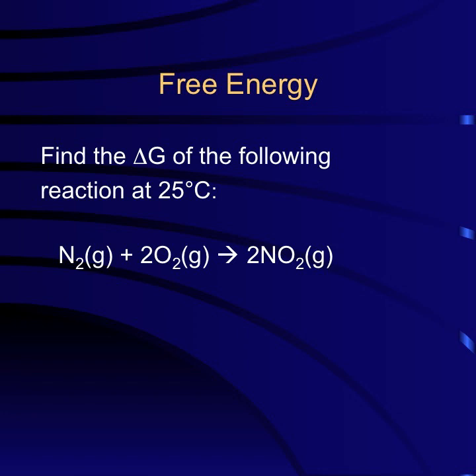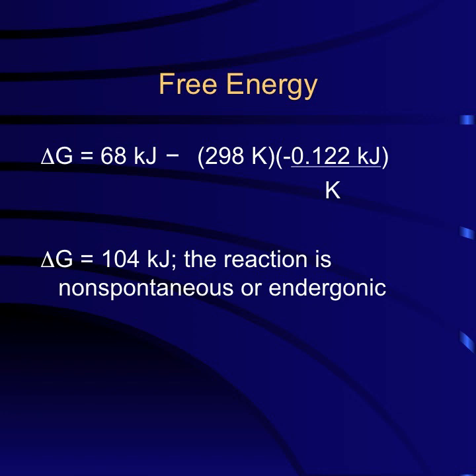You can stop the podcast and then go to the next slide once you come back, and I'll show you your answer. So as you plug in 68 kilojoules, subtract the product of 298 Kelvin and negative 0.122 kilojoules per Kelvin, you'll get 104 kilojoules. That means the reaction is endergonic. It means it will not happen without outside intervention. So to get nitrogen and oxygen gases to turn into nitrogen dioxide gases, we have to supply energy, is how we translate that.